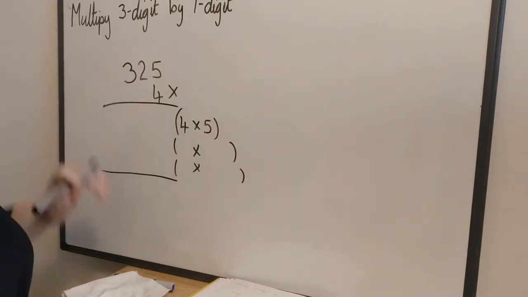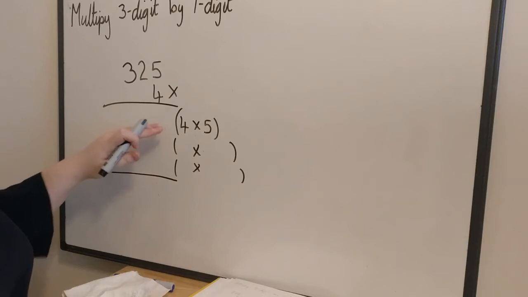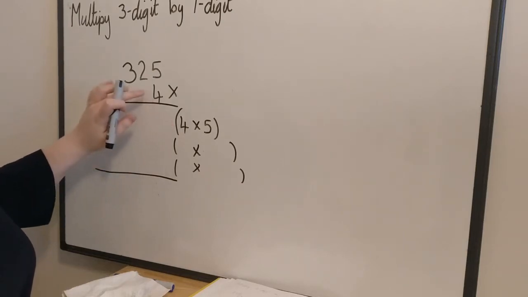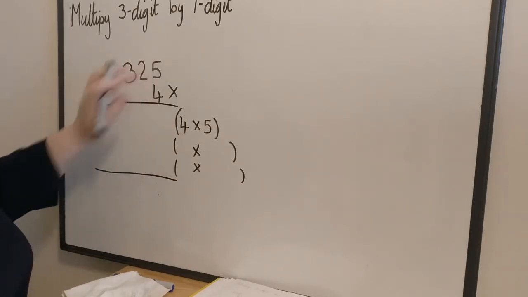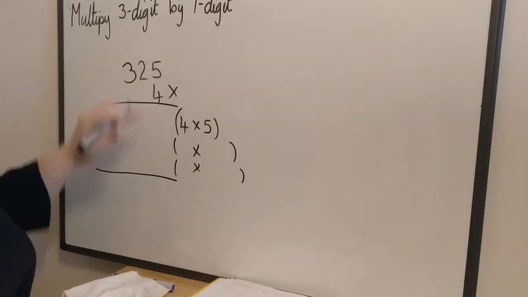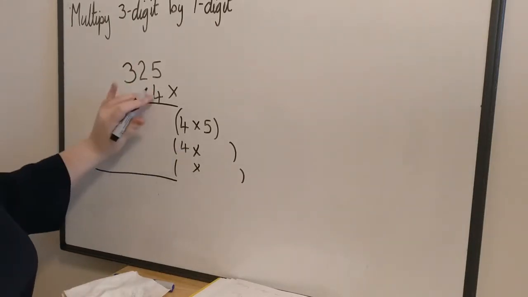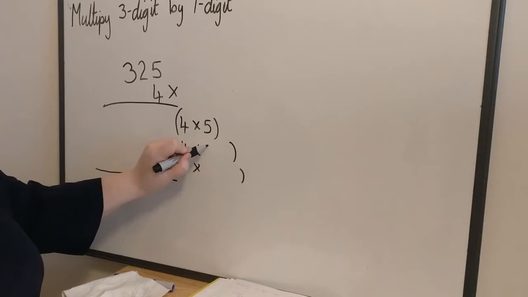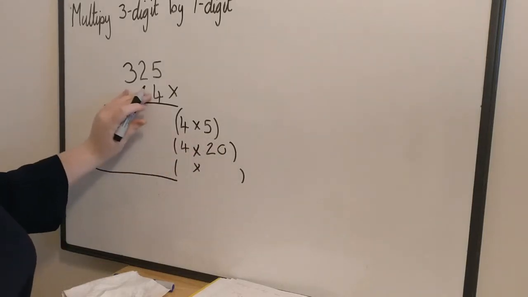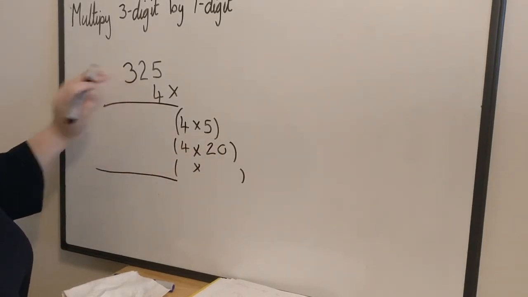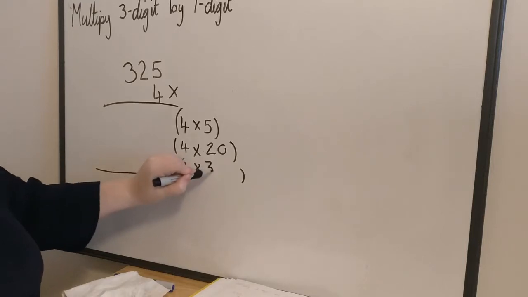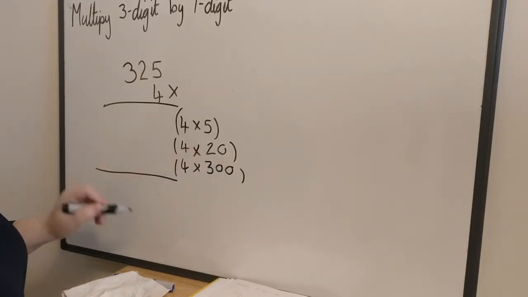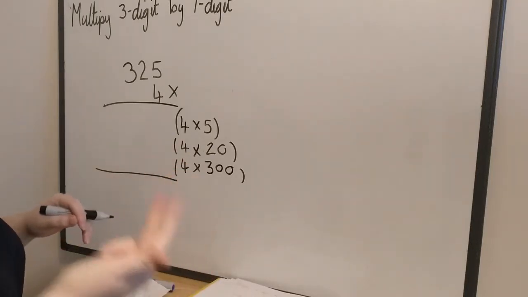So, 325 multiplied by 4. Well, I'm going to take this step by step. So first, I'm just going to look at the ones. 4 times 5. And then we'll look at the tens. 4 times 2 tens. 2 tens is 20. And 4 times 3 hundreds. 3 hundreds is 300. Okay, so 4 times 5: 5, 10, 15, 20.